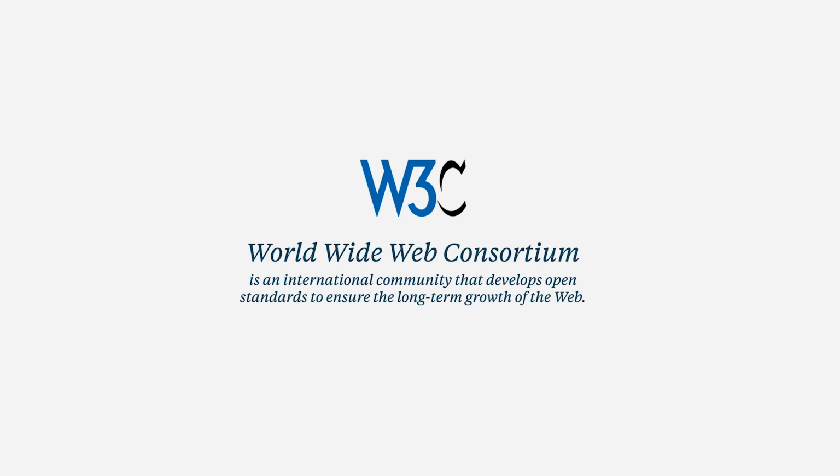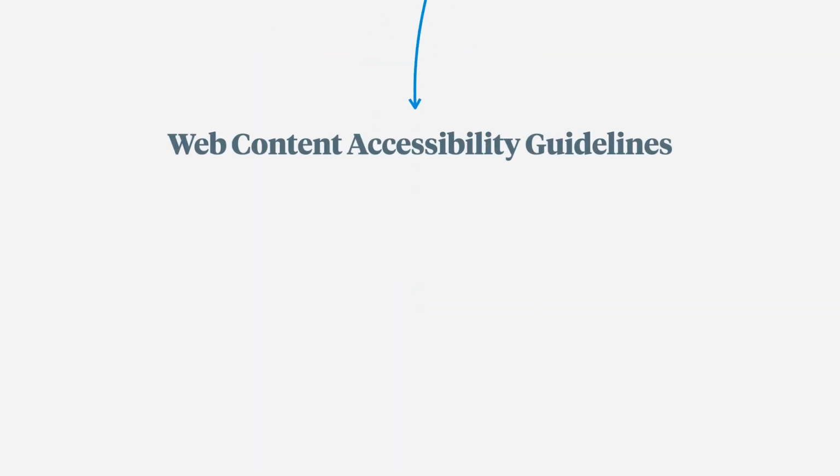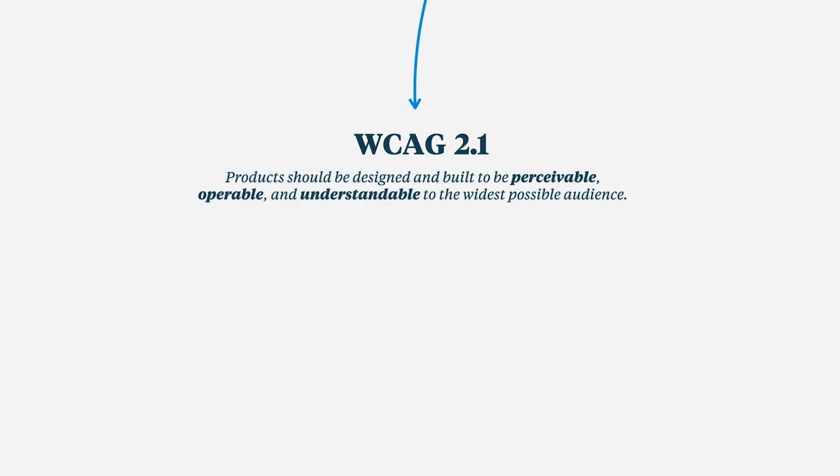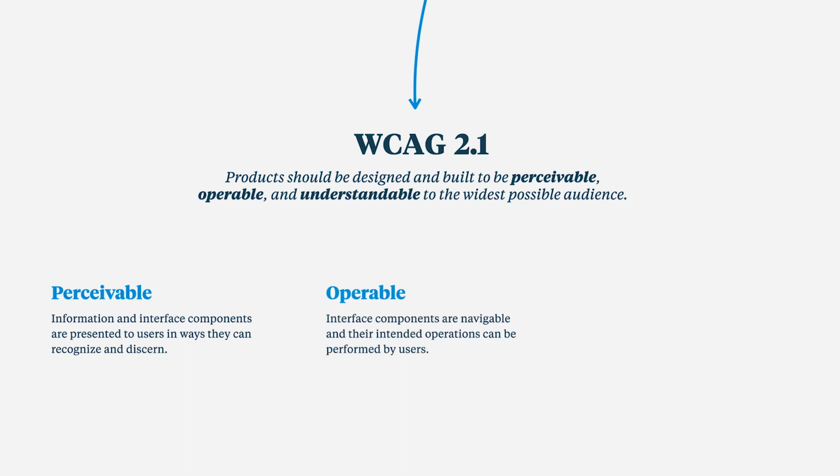The standards that they curate evolve over time, just as the digital space does, and are adopted by digital properties all over. These standards are known as the Web Content Accessibility Guidelines, or WCAG for short. The purpose of WCAG is to provide product creators with guidelines that help influence digital products to be perceivable, operable, and understandable. Perceivable ensures that information is presented to users in ways that can be recognized. Operable makes sure interface components are navigable and users can perform intended operations. And understandable promises that communicated information and utility is explicitly presented and expressed to users.